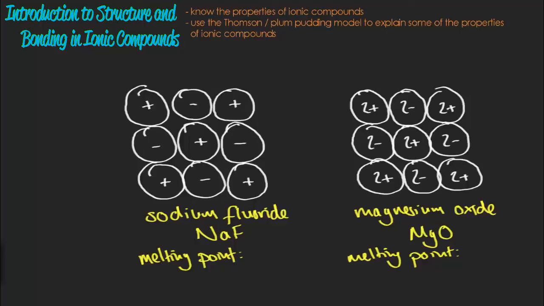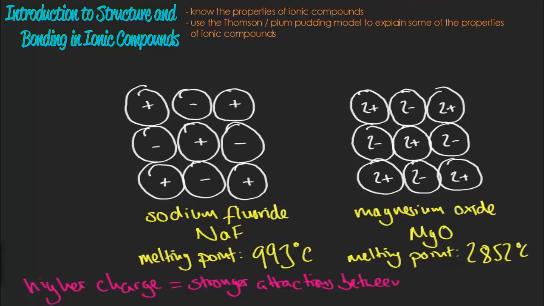Let's have a look at the melting points. As you can see, the melting point for magnesium oxide is substantially larger because of that extra pull from the 2 plus ions attracting the 2 minus ions.